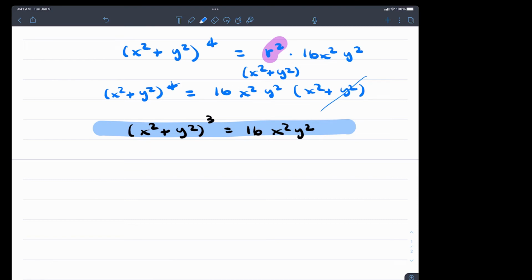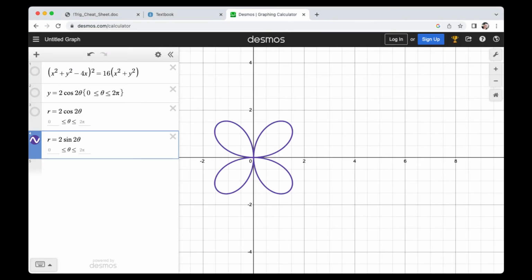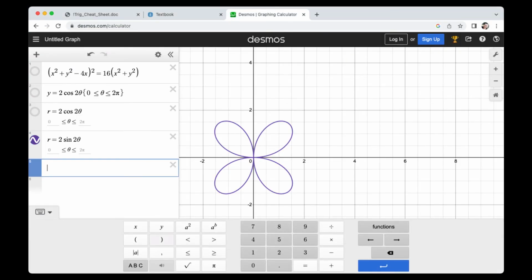This is the Cartesian coordinate version. Now, if I go over to Desmos, you say, can you check that out for me, please? Let's try this out. Hopefully this is not a problem. X squared plus y squared, okay? And then that's raised to the third power.